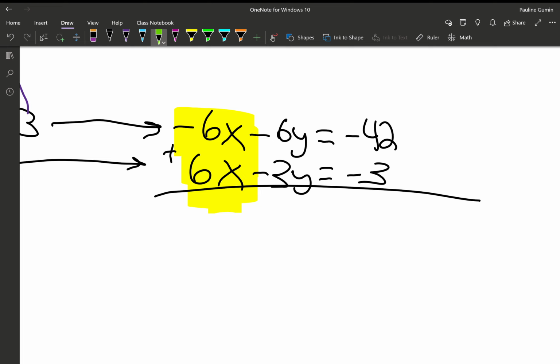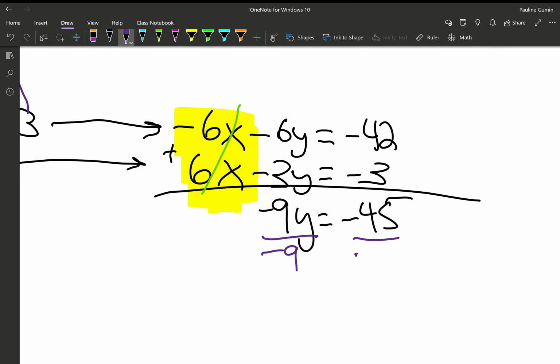Okay, so the x's are gone. Negative 6y plus negative 3y is negative 9y. Negative 42 plus negative 3 is negative 45. And we finish by dividing both sides by negative 9. Y equals 5.